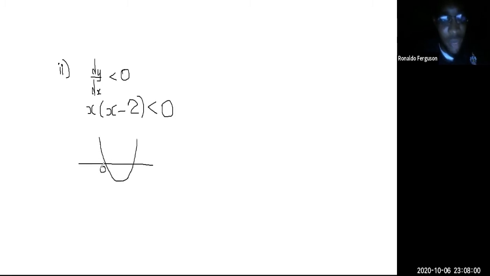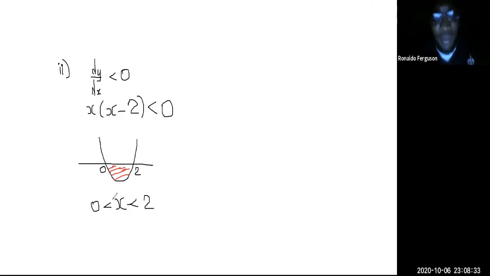So this is root 0 and this is root 2. Now, when the function is less than 0, that means we're below the x-axis. The only time we're below the x-axis is inside here. All right, and so that gives us our solution. It is inside here, so x must be bigger than 0, but x must be smaller than 2.